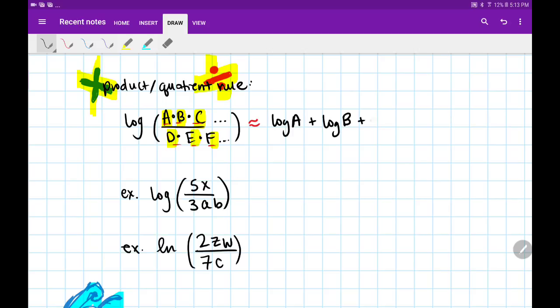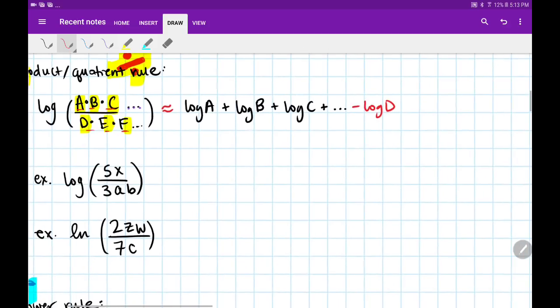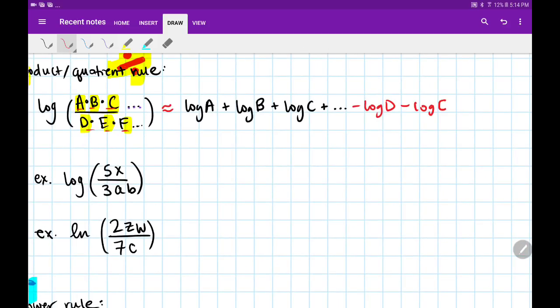Each is getting its own log, plus log of C. And I would keep on adding as many more as there are in the numerator. Now I'm going to deal with D, E, and F. Since they're in my denominator, they get minus signs in front. So that would be minus log of D, minus log E, minus log F, and so on. I would keep subtracting any more that appear in the denominator.